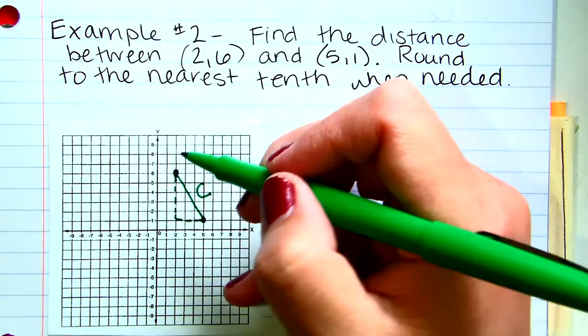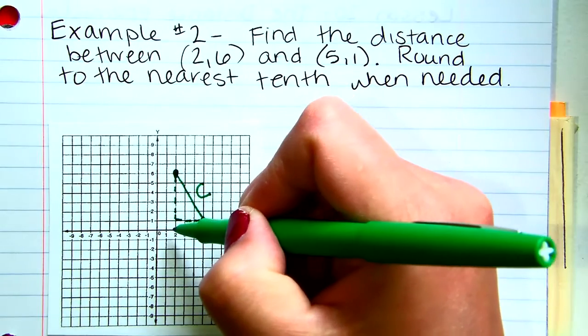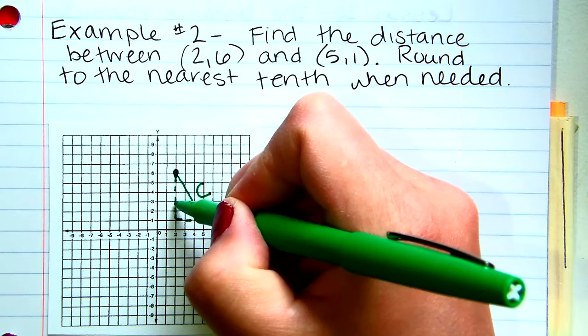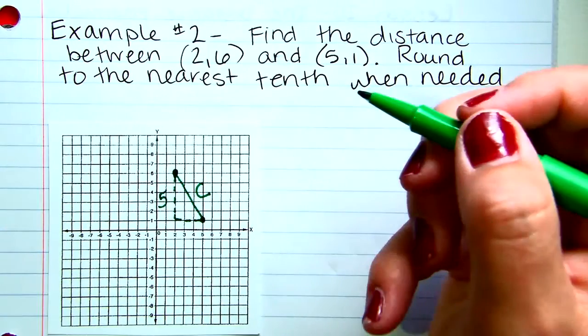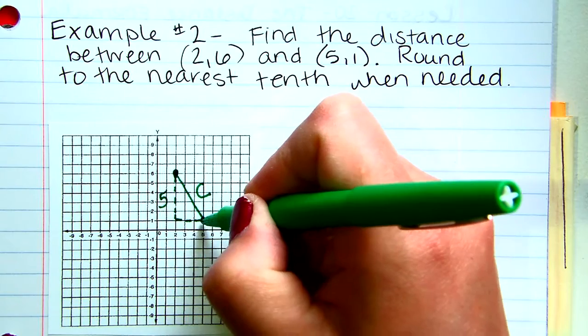Next, I'm going to count how many times I go down. So I go down once, twice, 3, 4, 5 times. So I'm going to put a 5 on the side. And over here, I go 1, 2, 3. So I'm going to put a 3 down below.